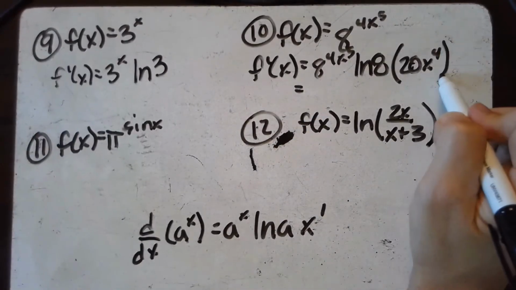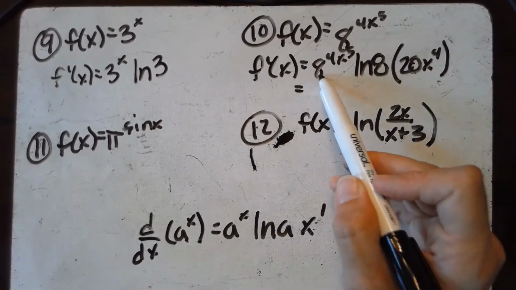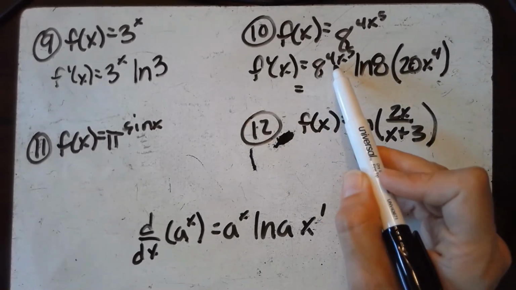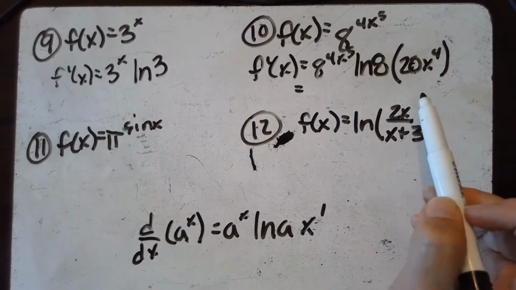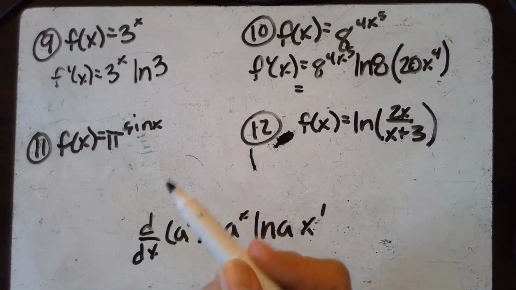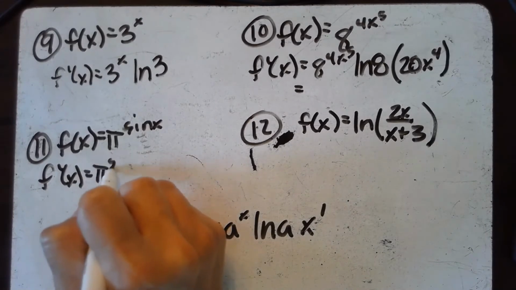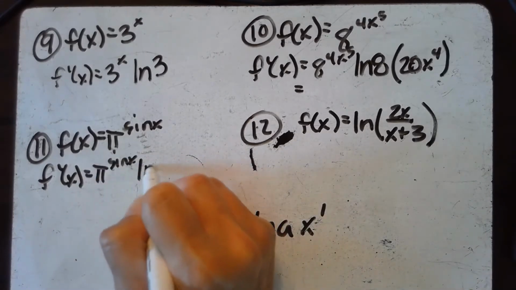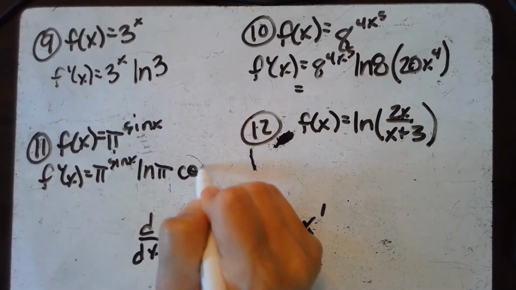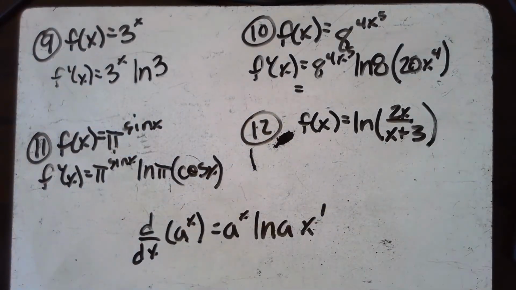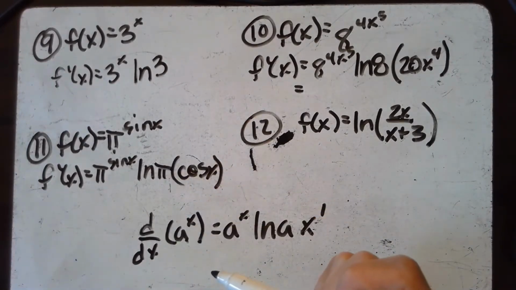And really, to be honest, you can just leave your answer like here. You're not going to multiply this 20 times the 8 because this 8 is raised to the 4 times x to the 5th. So you can just leave your answer exactly like this and you're done. Okay, so this one, f prime of x equals pi to the sine of x, then ln of pi, and then we say times the derivative of sine of x, which is cosine x. Make sure you know that this cosine x is not beside that natural log with that pi.